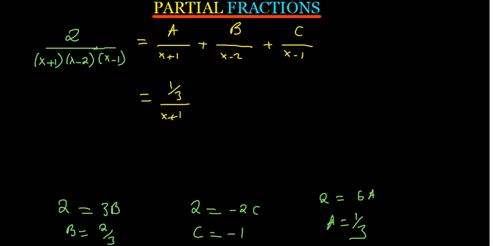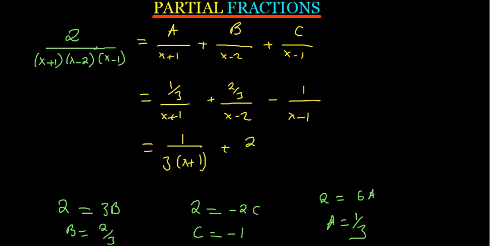So meaning that where there is a, we're going to put 1 over 3 divided by x plus 1. Where there is b, we're going to put the 2 over 3 divided by x minus 2. Where there is c, we're going to put negative 1 divided by x minus 1. Now, since we have got fractions on top, those denominators of the fractions on top will come in the denominator. So this will be 1 over 3 multiplied by x plus 1, and then plus 2 over 3 multiplied by x minus 2, then minus 1 over x minus 1. So we have decomposed into partial fractions. I hope that is okay, is it?